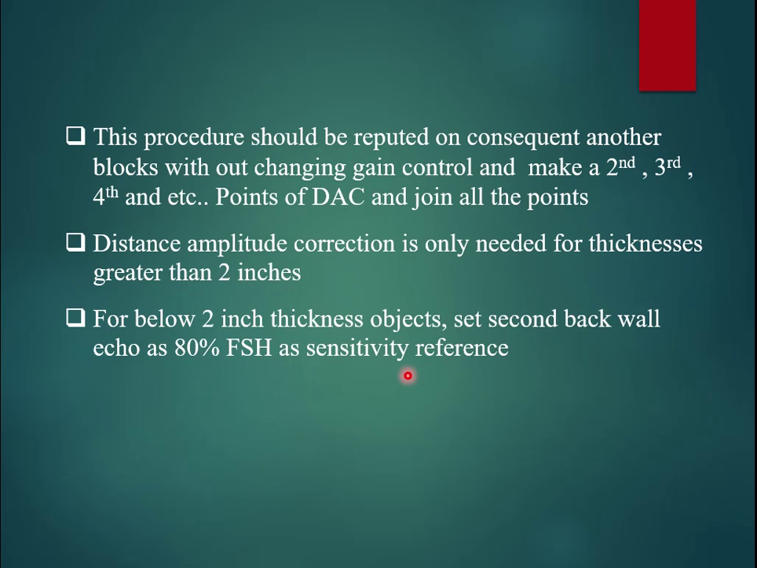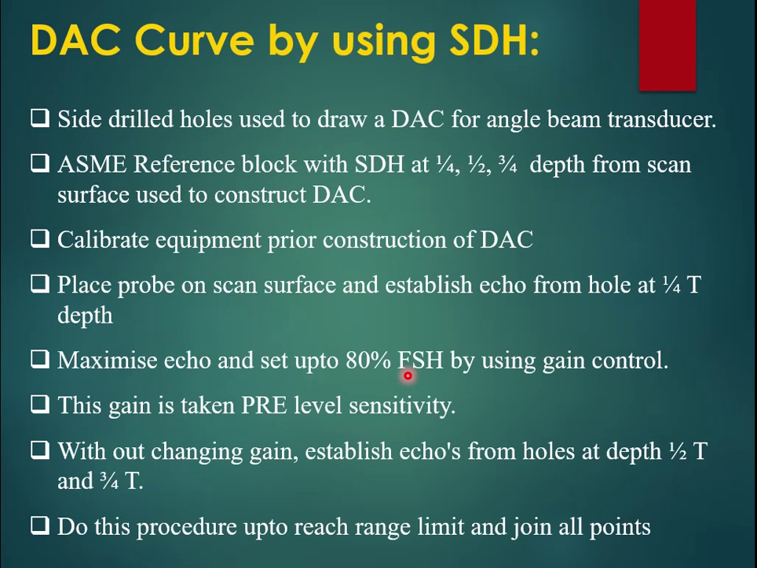So this is how the distance amplitude correction curve is drawn by using the flat bottom holes, which are generally used for straight beam probes. Now coming to angle beam probes, we generally use side drilled holes to draw the distance amplitude correction curve.